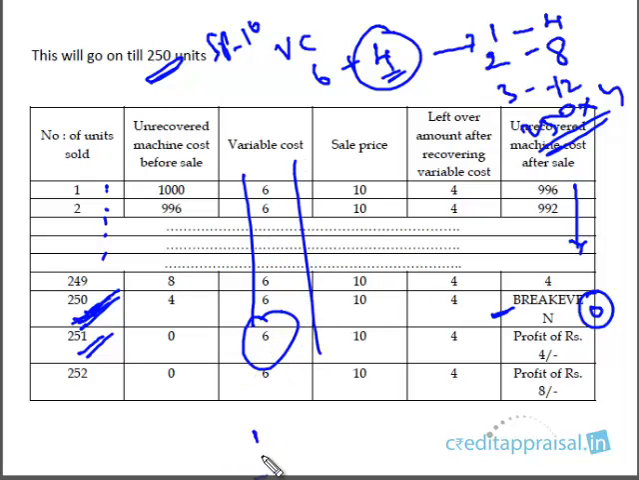So your profit now will be 10 minus 6, 4. Earlier this 4 was not profit because it had to contribute toward recovery of the fixed expense. So you didn't have profit at that stage, but from now on, from the sale of the 251st product onwards, you'll be having profit. This 4 can now be called profit. So when you sell the 252nd product, you'll be having a profit of 8, 4 plus 4, and now your profit gets built on.